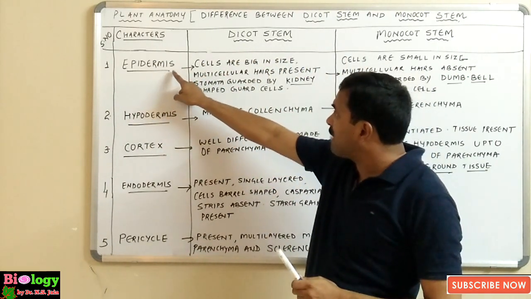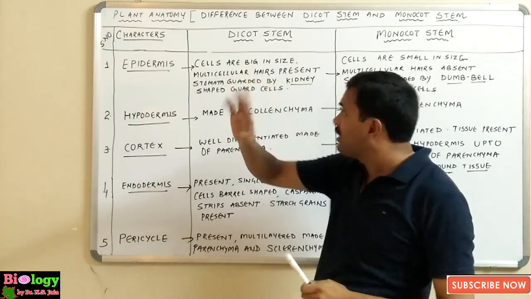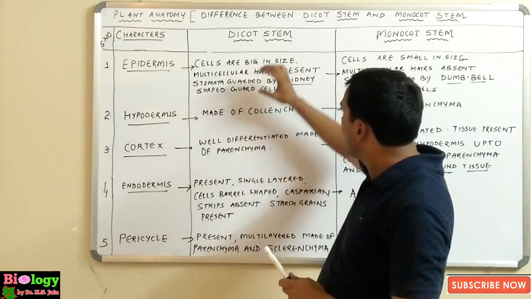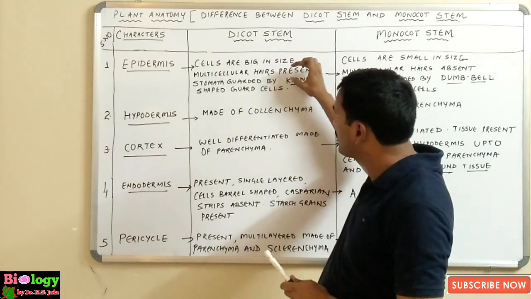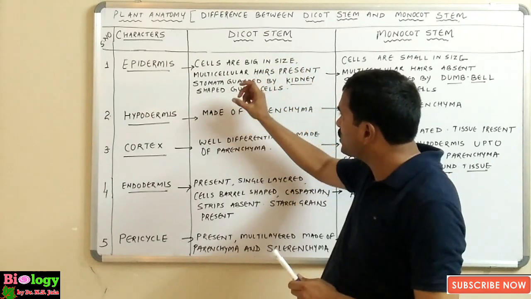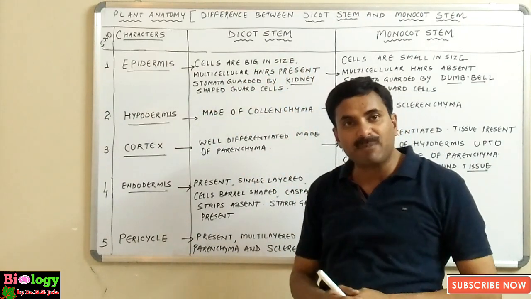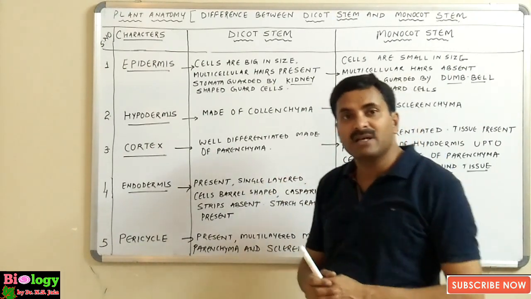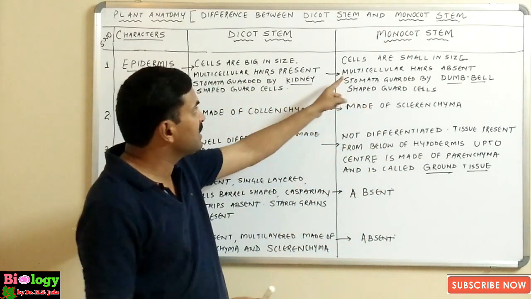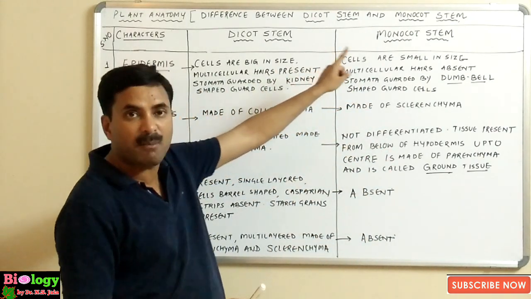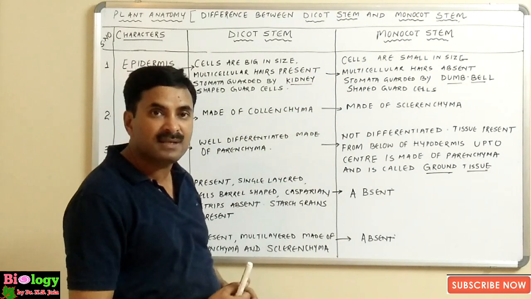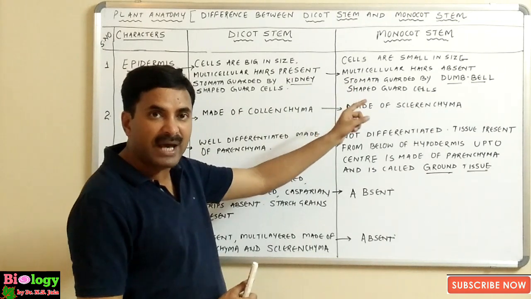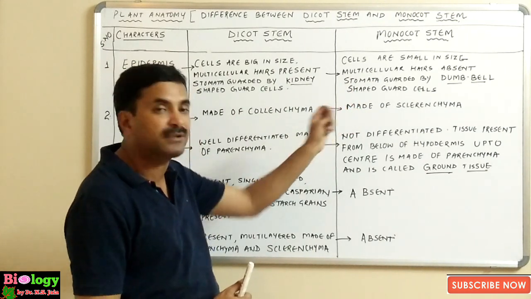See, the epidermis, which is the outermost layer, has bigger cells, and multicellular hairs are present on the epidermis. Also, the stomata present in the epidermis are guarded by guard cells, and those guard cells are kidney shaped. But in the monocot stem, the cells of the epidermis are small in size, multicellular hairs are absent, and the stomata are guarded by guard cells which are dumbbell shaped.